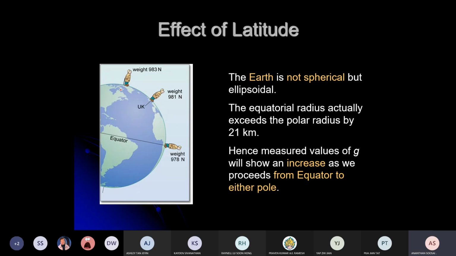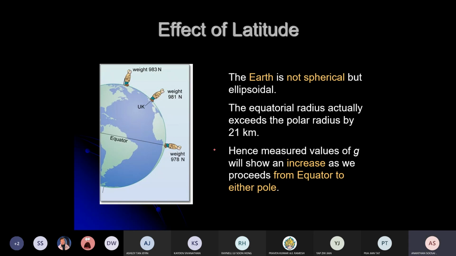The height of Mount Everest is how much? Around 8 kilometers plus, I think. So the extra height at the equator is 21 divided by 8, roughly 2.5 times the height of Mount Everest. Okay, so r is greater at the equator.